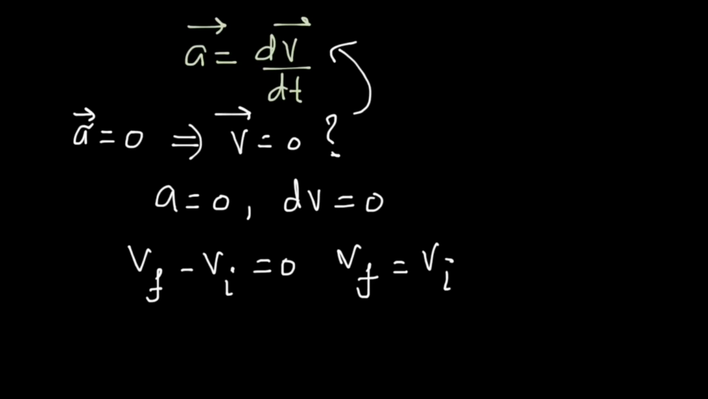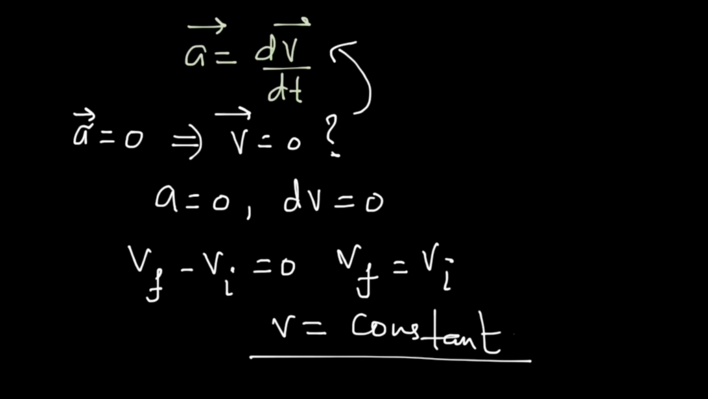And so if the object is moving, acceleration equal to 0 does not mean velocity equal to 0. What it actually means is that the velocity will be constant. Okay? And if the object was at rest, then since initial velocity equal to 0, it will stay at rest.